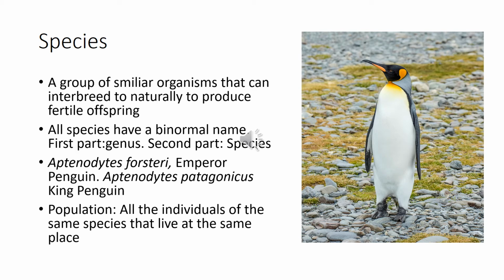So in science we use the definition that a species is a group of similar organisms that can interbreed to naturally produce fertile offspring. And fertile offspring is important. For example, a donkey and a horse can breed and make a mule, but that mule is sterile, so it's not a fertile offspring. All species we have given a Latin name.